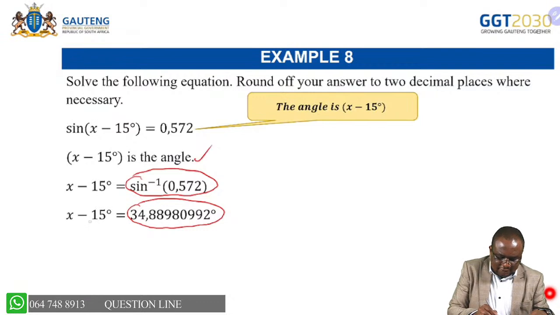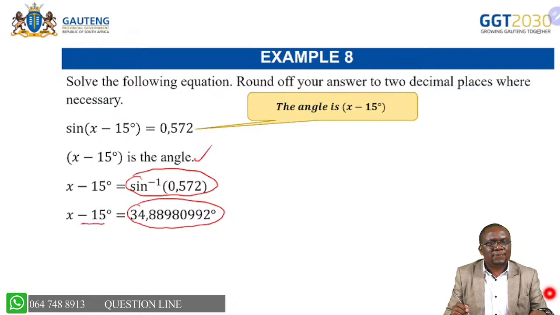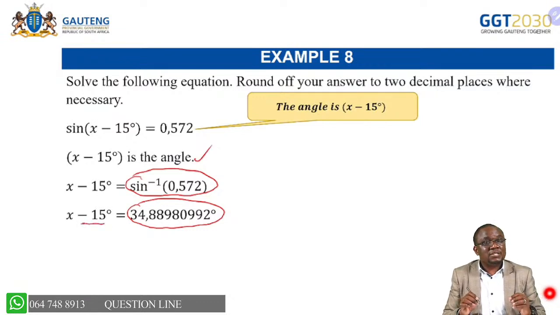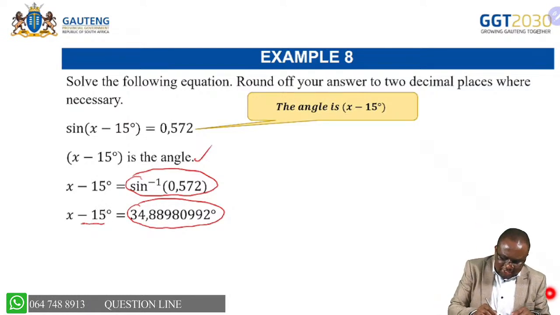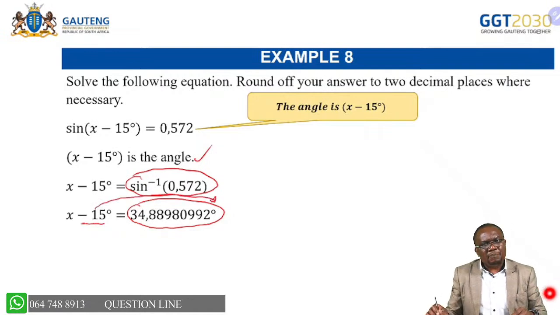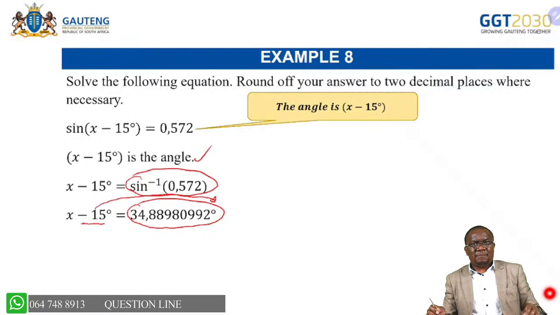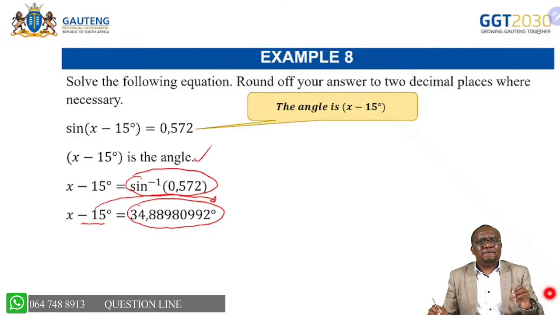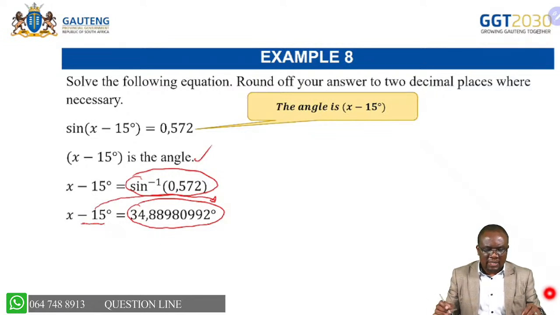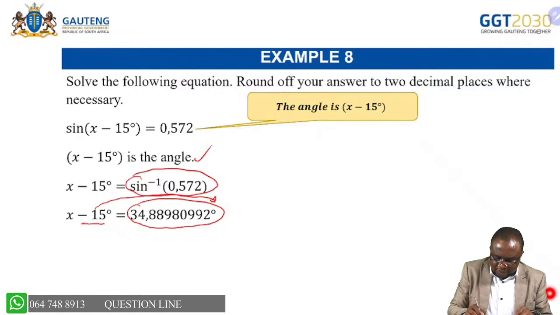We are subtracting 15 degrees on this side. So what must we do? We must transpose, meaning we're adding 15 on both sides of the equation. So we are taking this negative 15 to the other side of the equal sign, and it becomes positive. Let me emphasize something: we only transpose if the operation is addition or subtraction, please. Only.